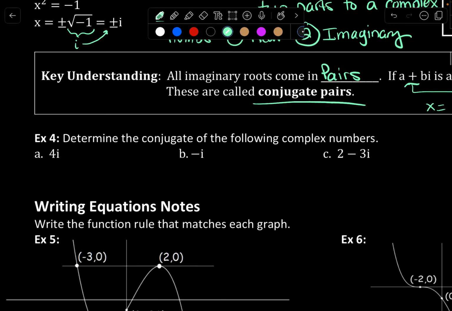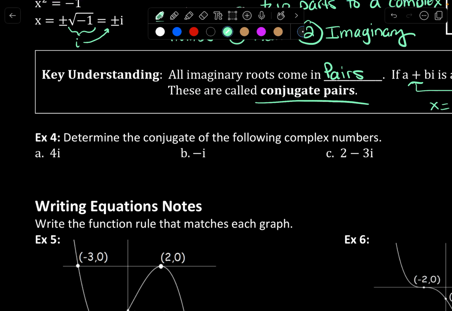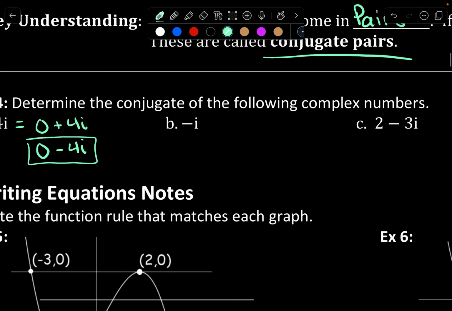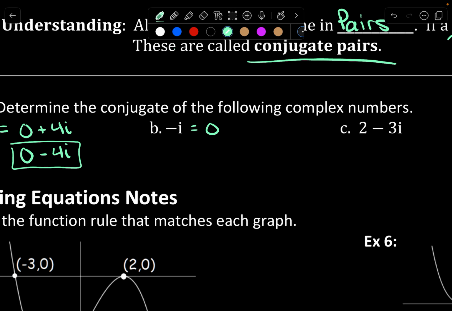So some examples below, it says, determine the conjugate of the following complex numbers. Well, we have for A, again, complex roots contain a real and an imaginary part. It's just with this one, the real part is 0, and the imaginary part is 4i. So to find the conjugate, we'll think about the quadratic formula. The real part doesn't change, but the imaginary part does. So that's the conjugate for 4i. Same thing with part B. This is technically a minus 1i. Therefore, the conjugate would just be positive i.